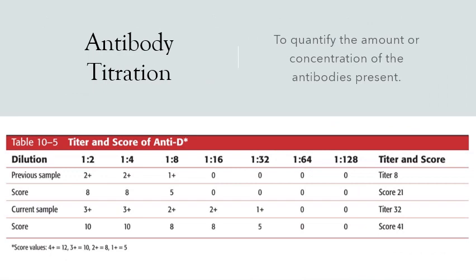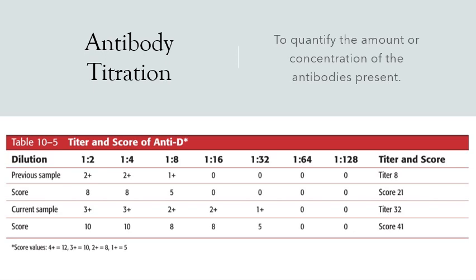After identifying the antibody, it is useful to do antibody titration to quantify the amount or concentration of the antibodies present. Antibody titration could be done using flow cytometry, radioimmunoassay, or enzyme-linked immunoassay. But these techniques are not available in some laboratories. So instead of doing those techniques, pwede natin gamitin ang twofold serial dilution.